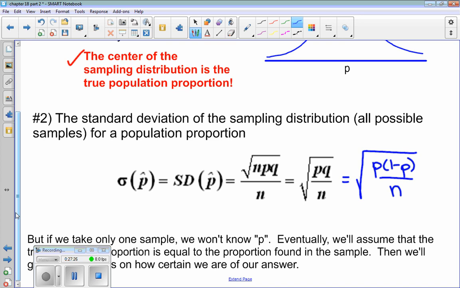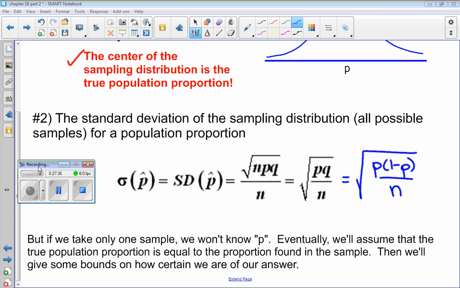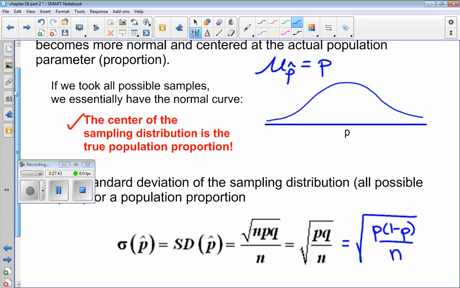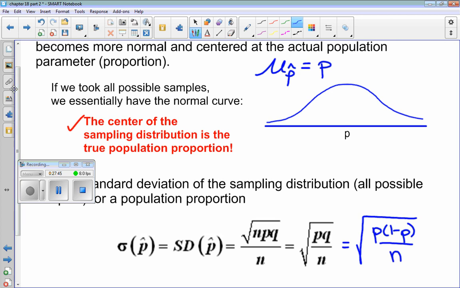Just like with means, with proportions we have conditions to check to figure out when this would apply. The mean is the actual proportion. Remember, p is the parameter. p hat is the statistic based on the sample. Are we okay? Just these two formulas here.